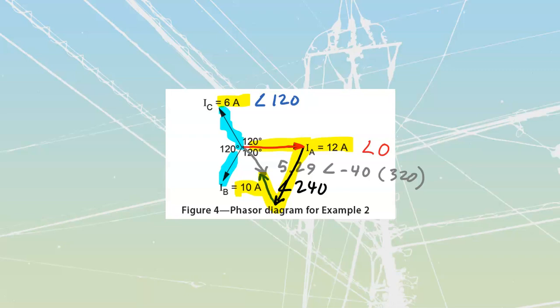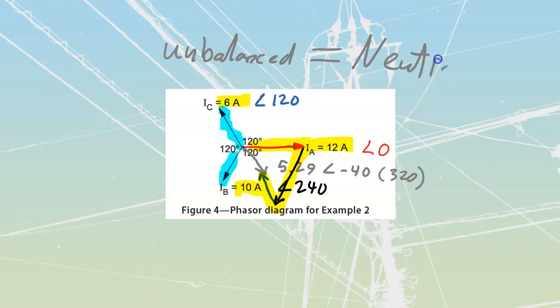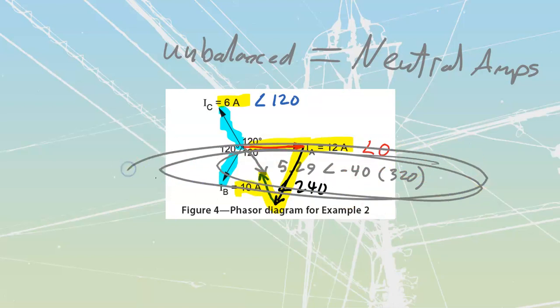Okay, so when we have unbalanced load, what we're really getting out of this one over here is unbalanced current equals neutral current. Neutral amps that we're going to have. Anytime that the load's unbalanced, whatever we've got for the unbalanced current, in this case that 5.29 amps over there, is going to come back along our neutral. Okay, that's kind of cool.